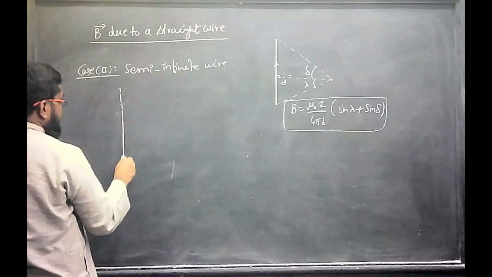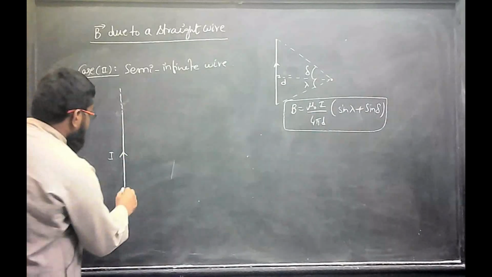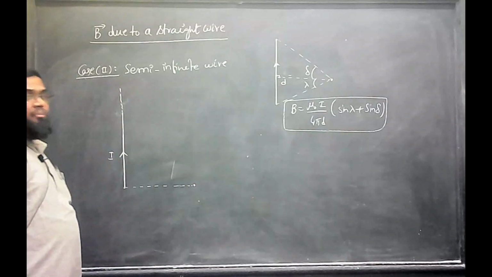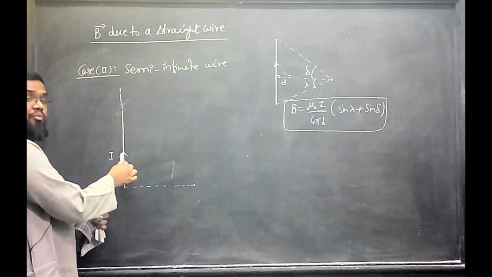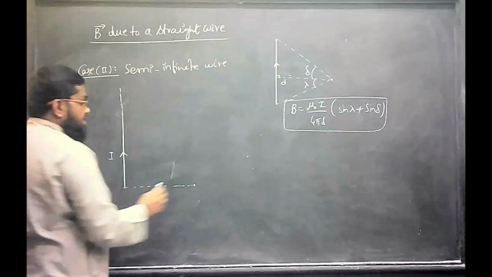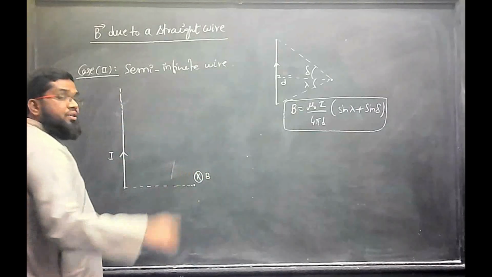So if the current is maybe like this. Okay. Now let's say I need to find out the field at this particular point. But again the direction will not change, upward and r vector I cross r, it is into the board. So the magnetic field direction will be like this, into the board.